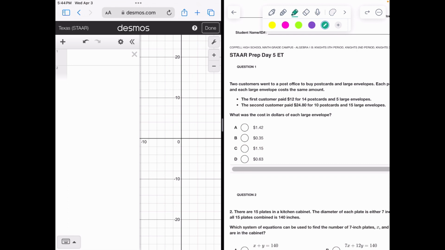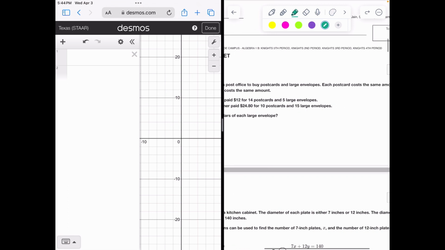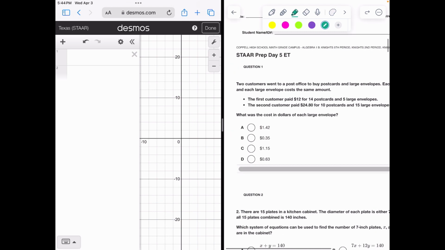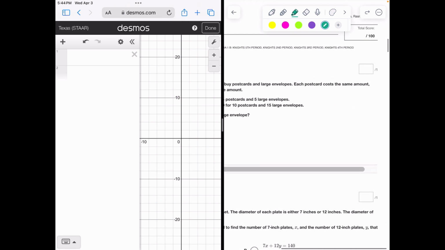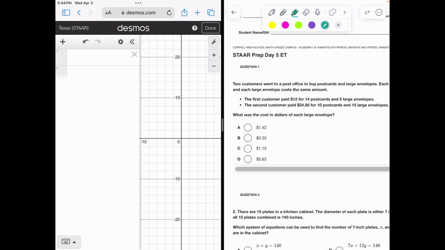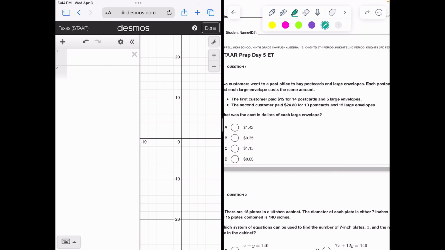Two customers go to the post office to buy postcards and large envelopes. Each postcard costs the same amount, and each large envelope costs the same amount. We don't know how much they cost, but the information that we got: the first customer paid $12 for 14 postcards, and, in a different color for the second, 5 large envelopes. So 12 postcards and 5 large envelopes.